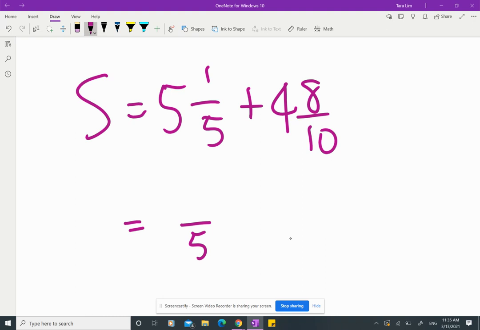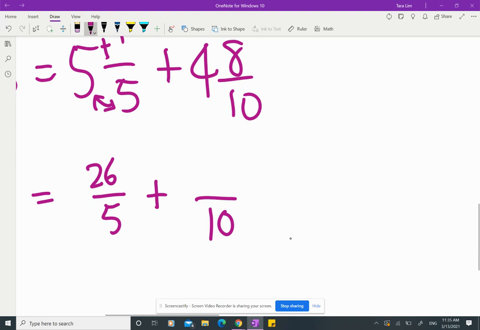So the denominator stays the same, and then the denominator times the whole number, which is 25, plus the numerator, which is 1. So 25 plus 1 gives us 26. Same thing here. Denominator stays the same. 4 times 10 gives us 40. 40 plus 8 gives us 48.